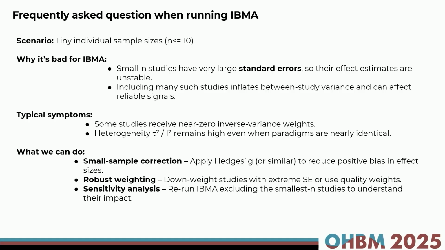So in this case, we should firstly do sample size correction by applying Hedges' g or a similar method to reduce positive bias in effect sizes. And we can also do robust weighting by down-weighting the studies with extreme standard error. And we can run sensitivity analysis to exclude the smallest N studies to understand their impact.